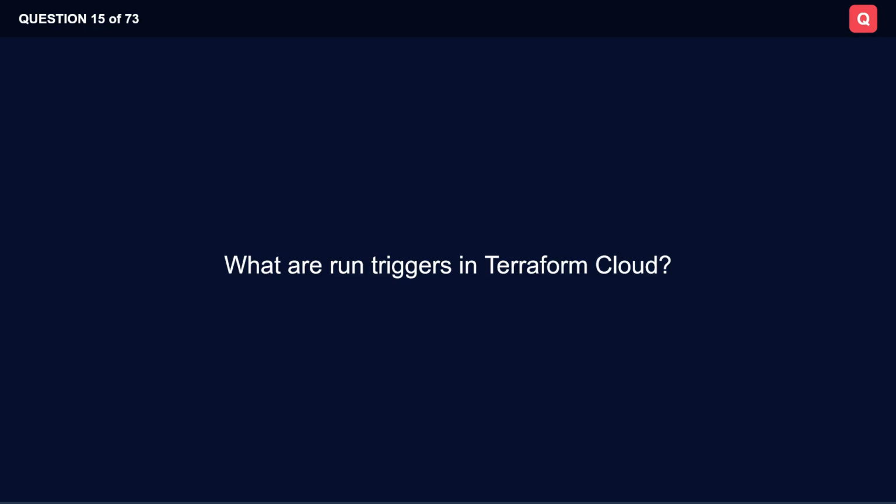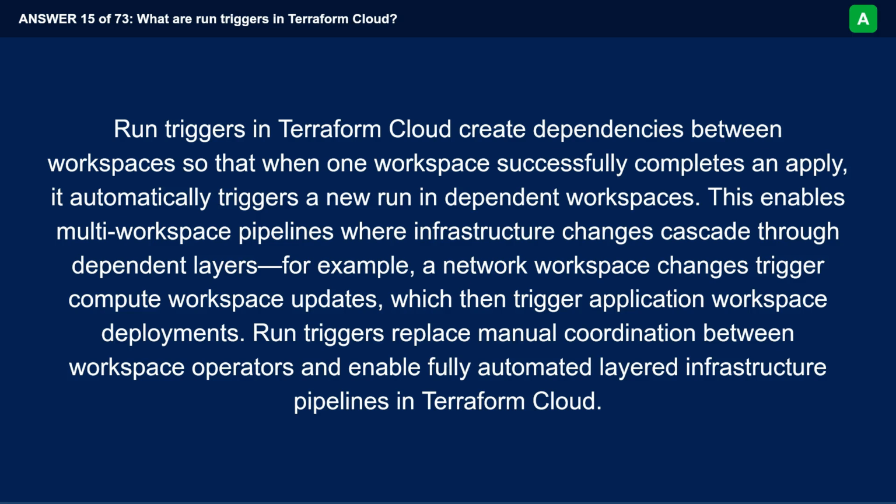What are run triggers in Terraform Cloud? Run triggers in Terraform Cloud create dependencies between workspaces so that when one workspace successfully completes an apply, it automatically triggers a new run in dependent workspaces.